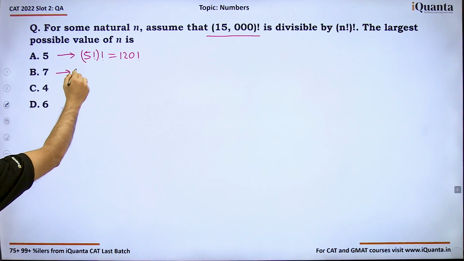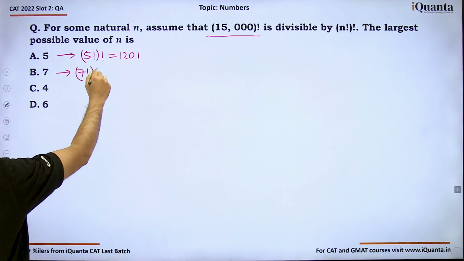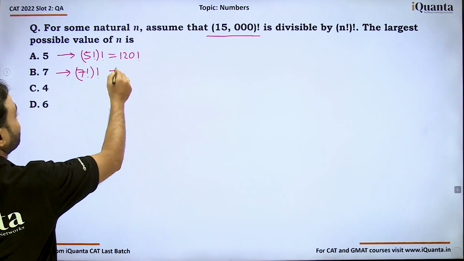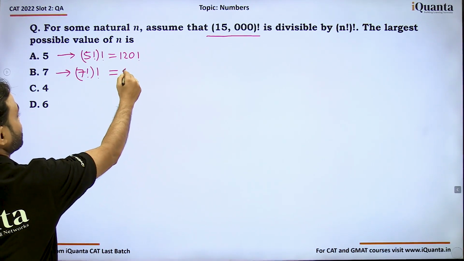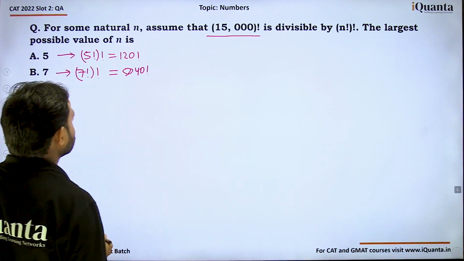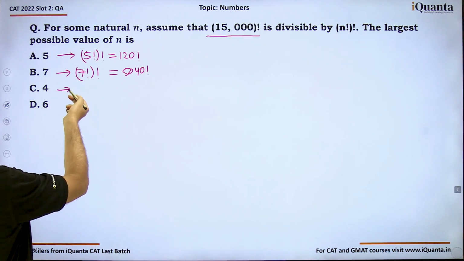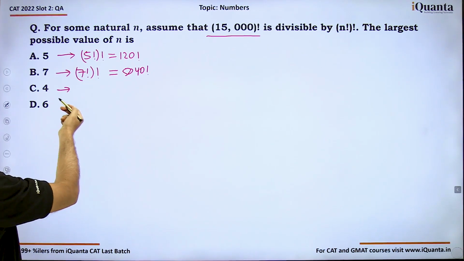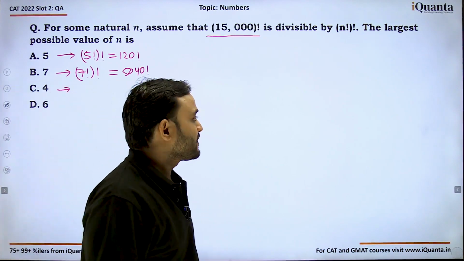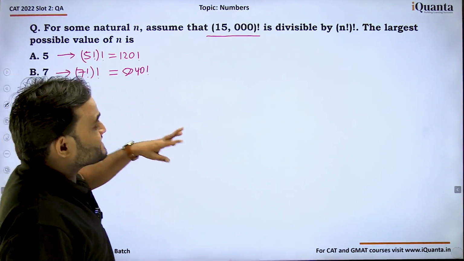If you talk about 7 factorial, what is 7 factorial? 7 into 720, which is 5040 factorial. Again, this value is also dividing 15,000. 4 factorial is lesser than 7 factorial. 6 factorial is also lesser than 7 factorial. So we don't need to check them. So in that case, the largest number is 7.